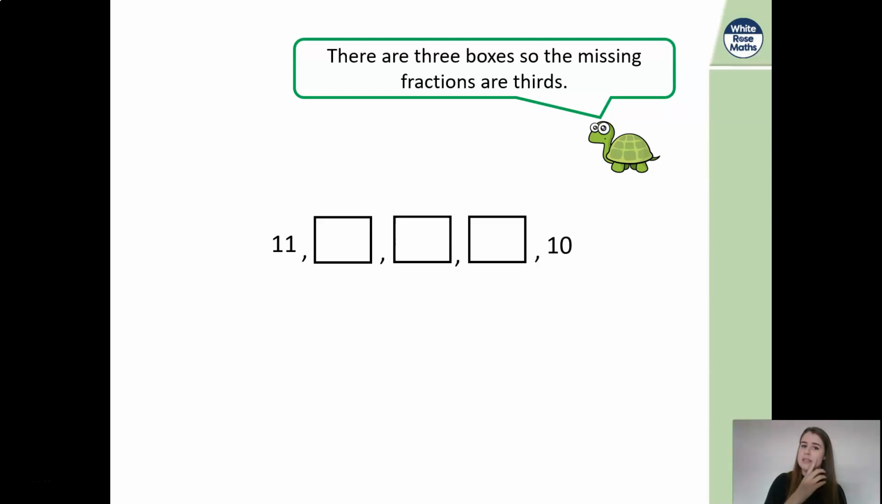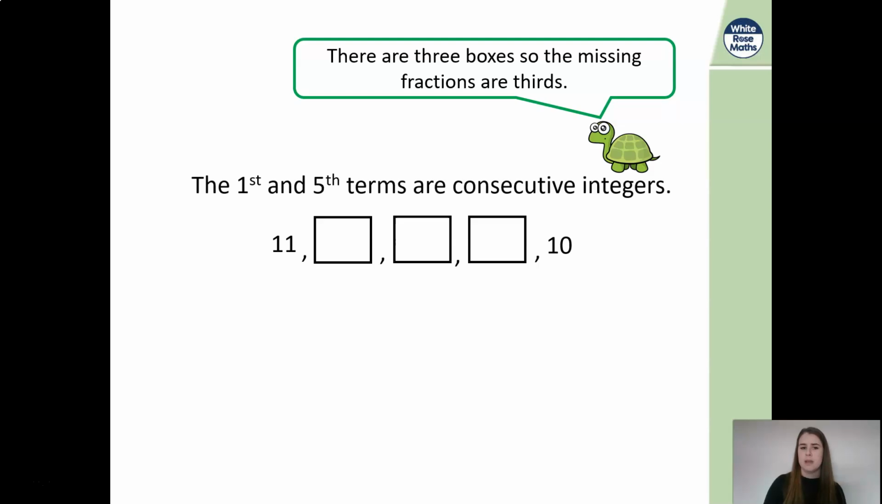Okay, now Tiny says there are 3 boxes, so the missing fractions must be thirds. Okay, now the first and fifth terms are consecutive integers. Okay, so you can see that it goes from 11 to 10. There's no other numbers missing in between. Okay, so we've got whole numbers going from 11 to 10. Okay, now Tiny says that there are 3 boxes, so it must be thirds. But if we had numbers in these 3 boxes, we'd have 5, okay, all together.